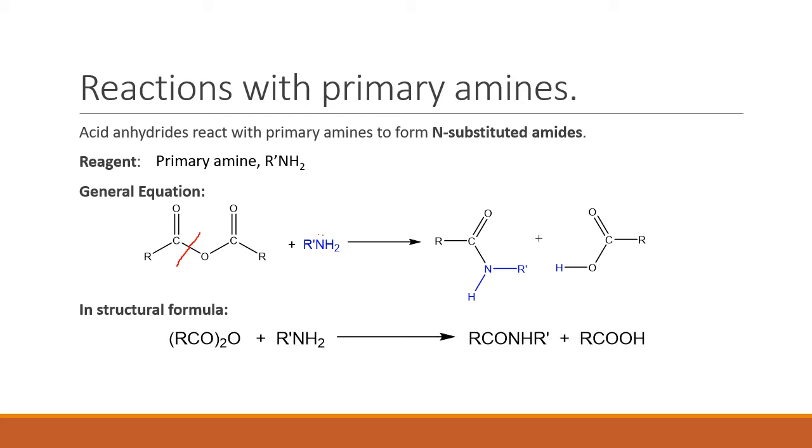So there you go. And we've got our N-substituted amide. That means that the name is going to go something like N-ethyl propanamide, depending on the length of things, N-methyl ethanamide, something like that, and a carboxylic acid.